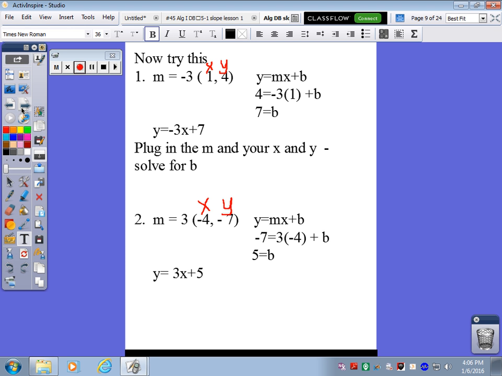Again, y equals mx plus b. You plug in your y value, which is -7. You plug in your m value, which is 3. You multiply it by your x value, which is -4, plus b. So here we end up with a +5. And if you do the math, you'll see that's right. And so your final equation is y equals 3x plus 5.